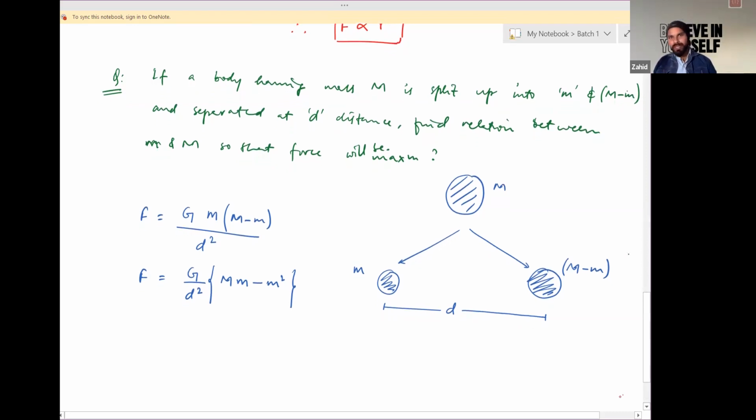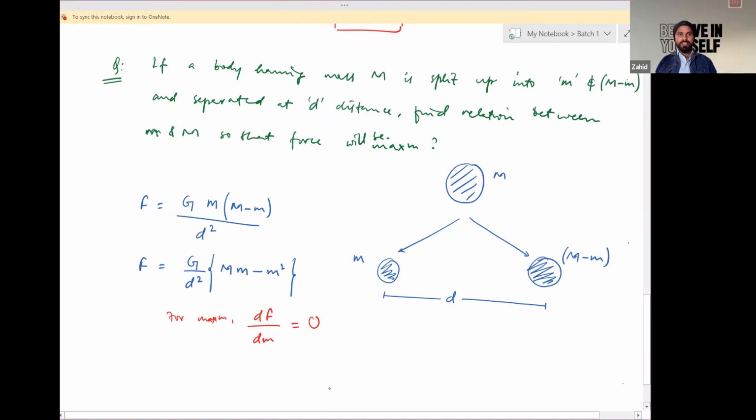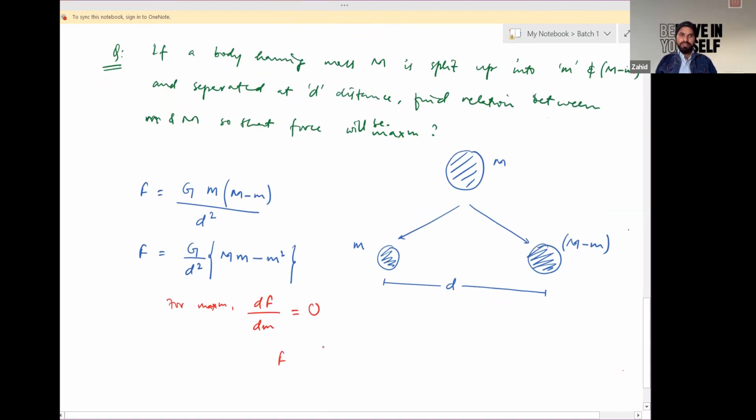For a function to be maximum or minimum, its differentiation should be equal to 0. So in this part, we have to find the maximum value of force, which means the differentiation of force with respect to the variable part on which it depends should be 0. Force depends upon this small m, which is variable. So for maximum, dF over dm should be equal to 0. Now let me differentiate it. So F equals G over d square times M into m minus m squared.